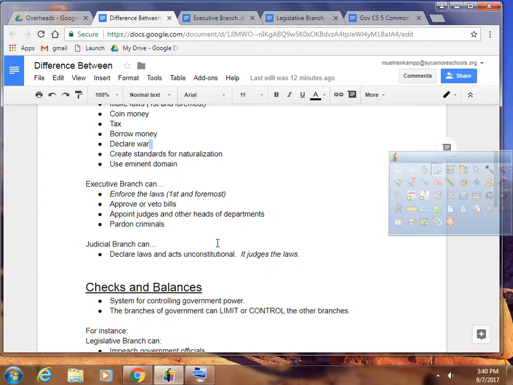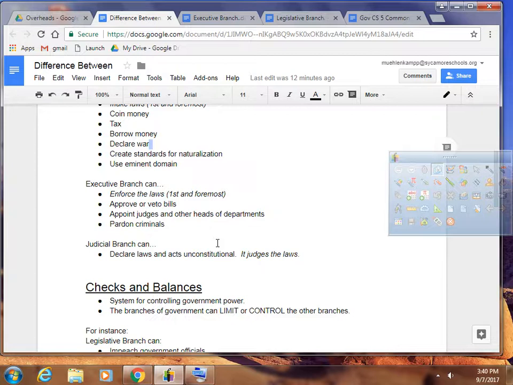The executive branch, they are in charge of enforcing the laws, carrying them out. That is by far their number 1 duty. They can also approve or veto bills sent to them, appoint judges and other heads of departments, pardon criminals, amongst other powers. That's just a few of the many powers of the executive branch.